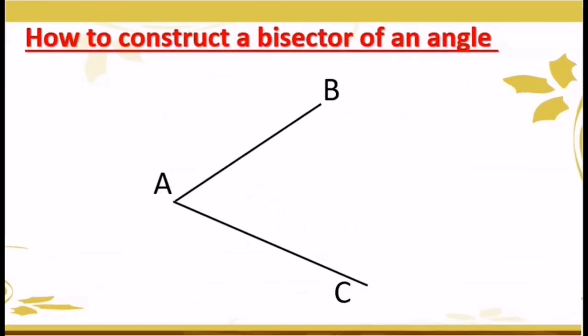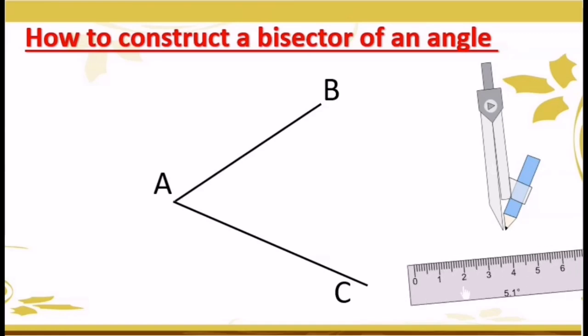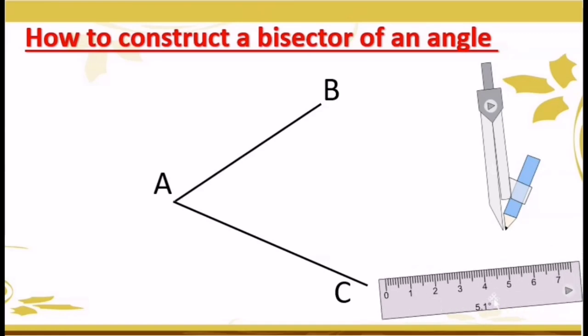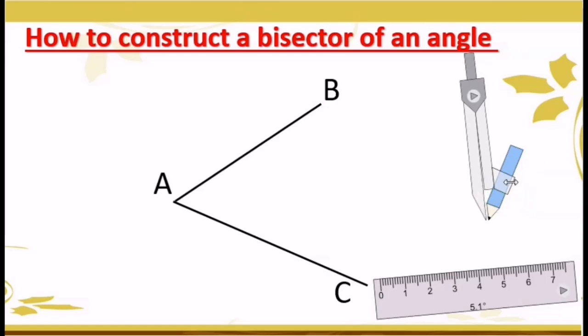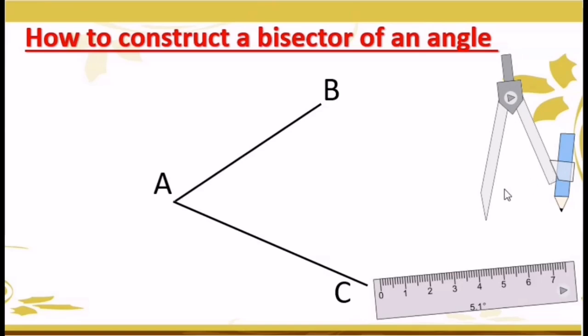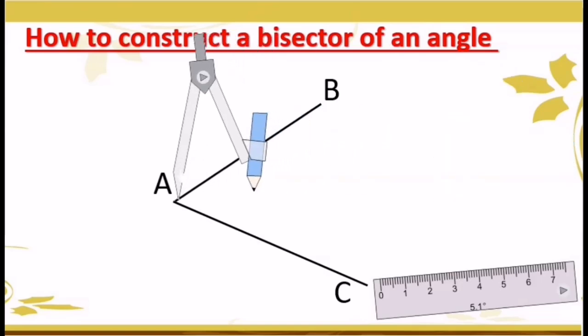Now we move to the second objective of this lesson, which is to learn how to construct a bisector of an angle. Tell me, do you know what the instruments needed are? To construct a bisector of an angle, we need a compass and a ruler. Good. And what are the steps you have to follow to draw this bisector? In order to construct a bisector for angle BAC, we have to follow three steps. The first step is to open the compass and place it at the point A and draw a curve.